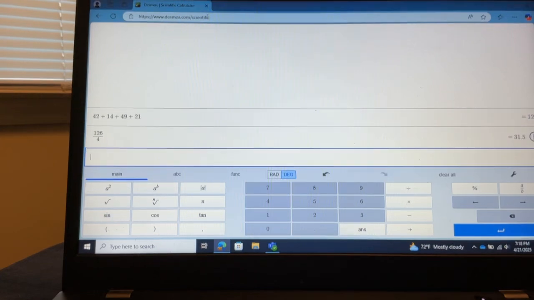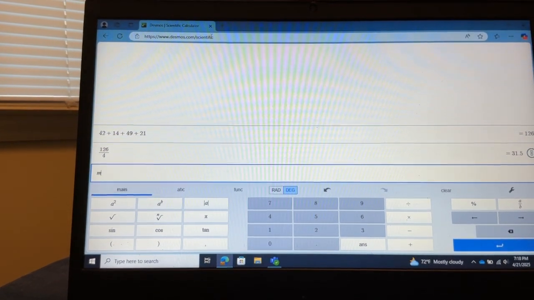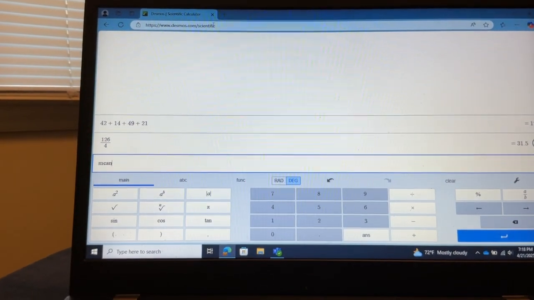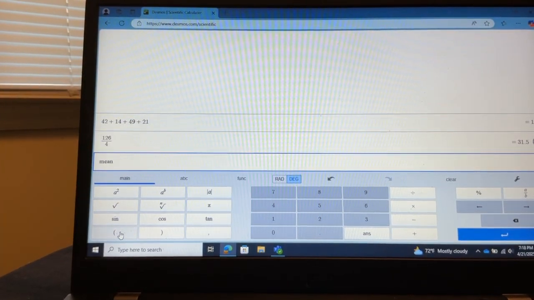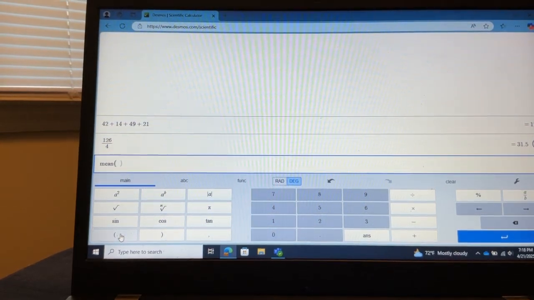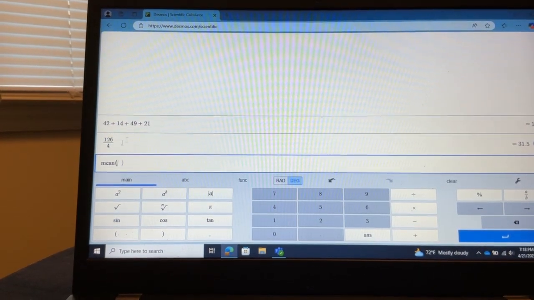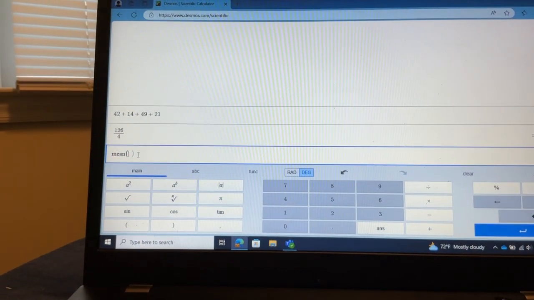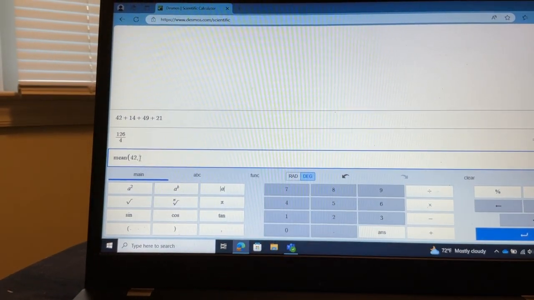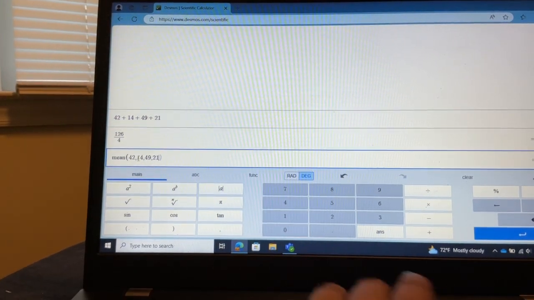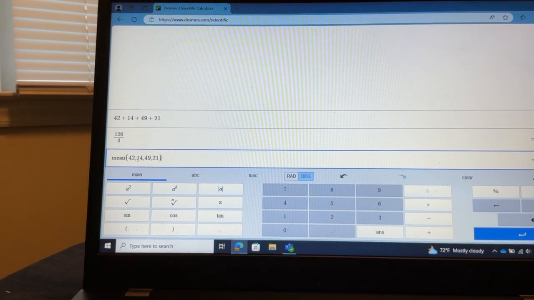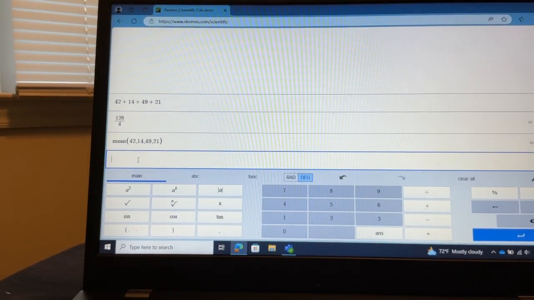So first things first, if I'm trying to find the mean, I'm going to spell the word mean. Now, you need to use the parentheses because I'm going to type in the list of numbers. So instead of putting pluses, you're going to write it out as you see on your paper, in commas. Okay? So let's do this. We're going to do 42, comma, 14, comma, 49, comma, 21. And once you close the parentheses, you hit enter and you will see the mean.